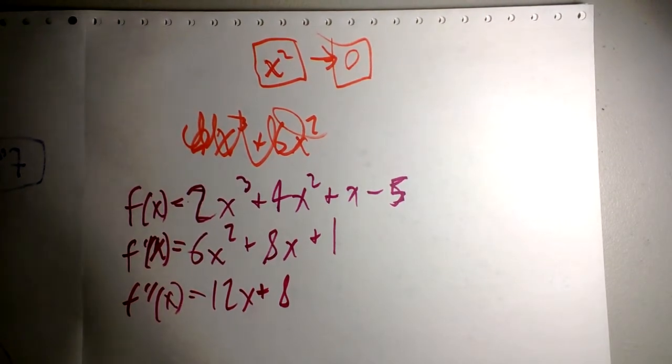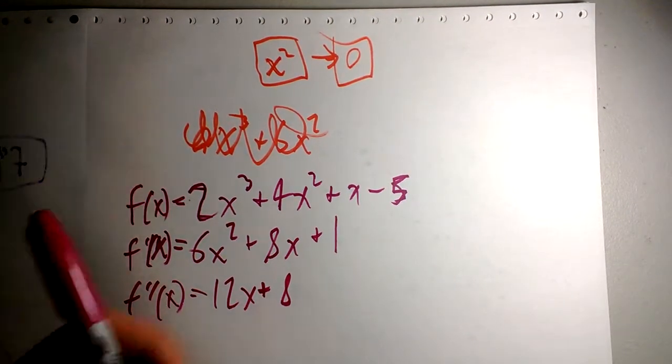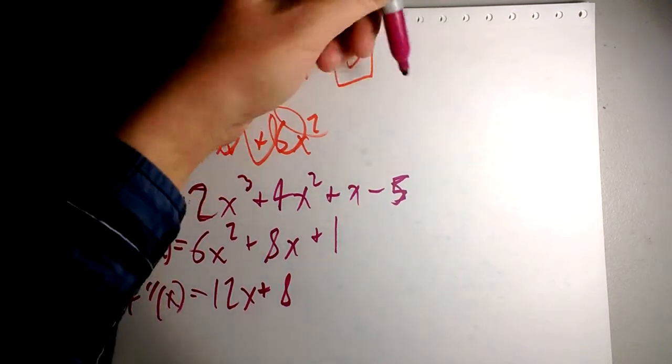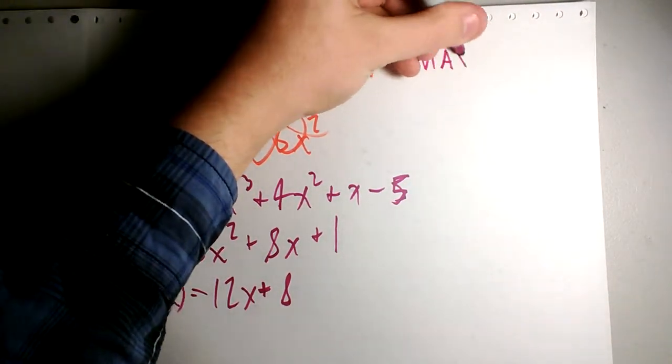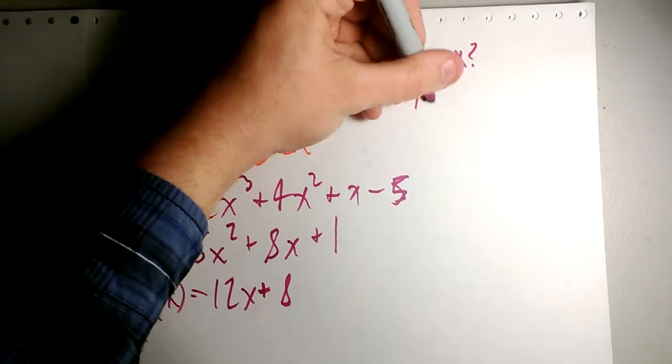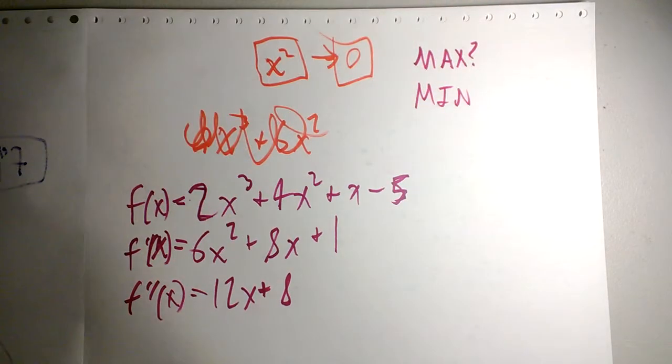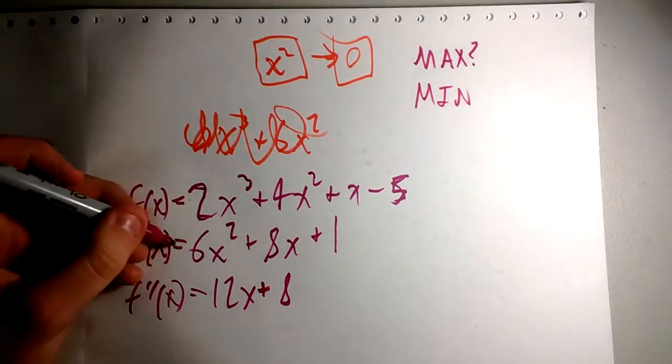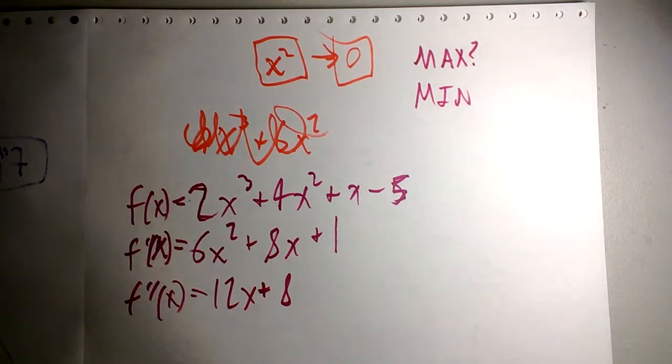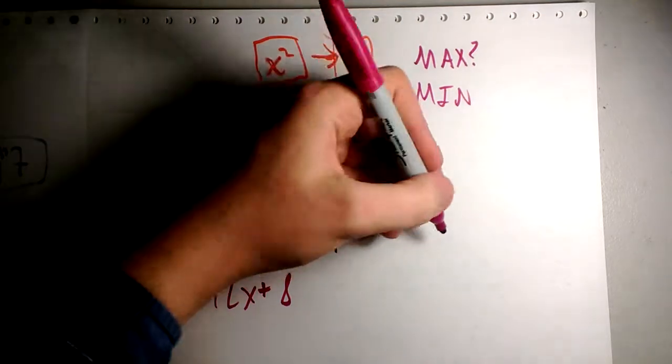All right. So now, when does this equation have a max or min? And does it even have either? Let's find out. Does this ever equal 0? Well, let's see. Let's plug in the quadratic formula.